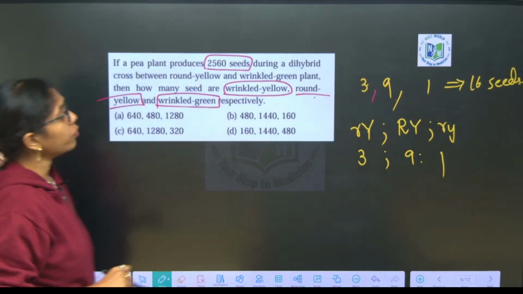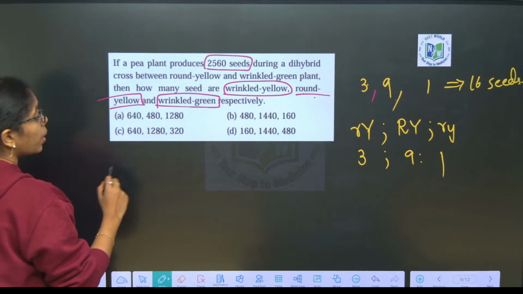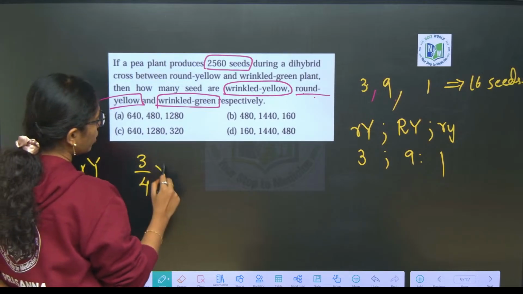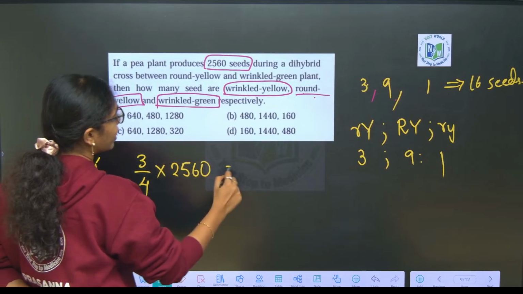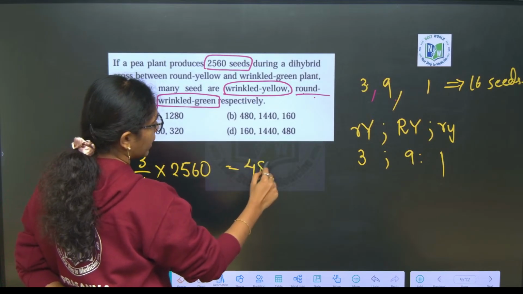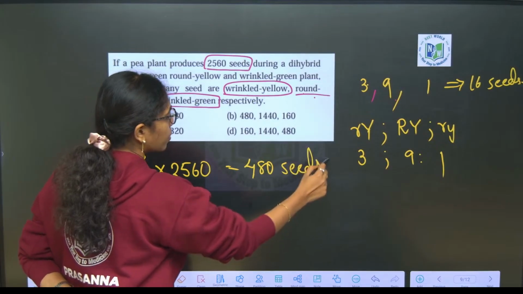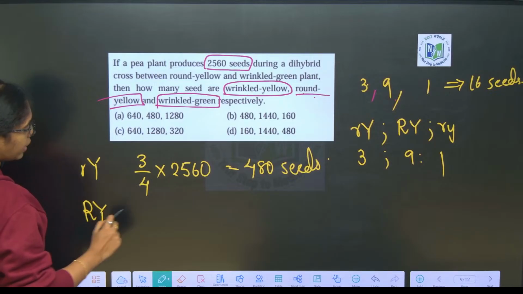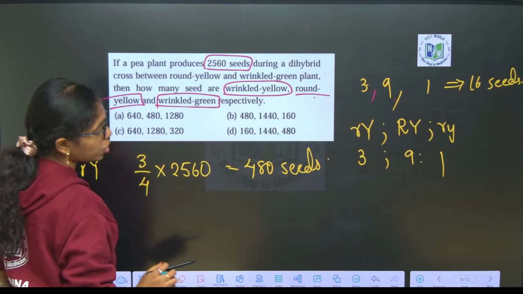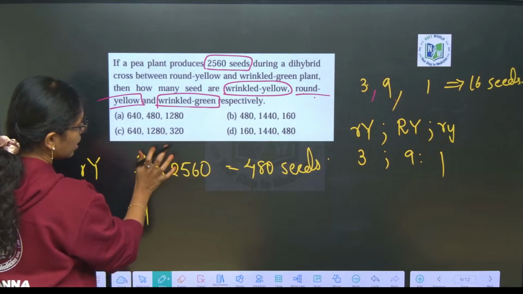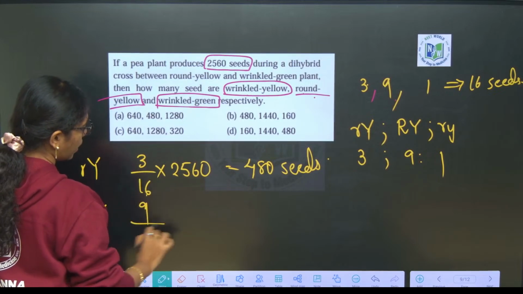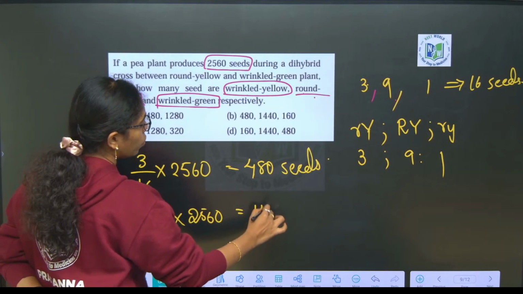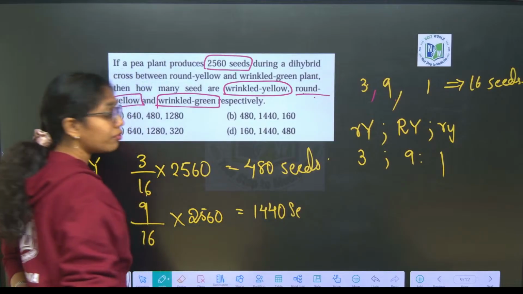So, out of 2560 seeds we have to see 3 by 4... 3 by 16 are wrinkled and yellow. 3 by 16 into 2560 will give you the answer, around 480 seeds. Fine. Next, round and yellow. Round and yellow, the ratio is how much? 9 by 16. 9 by 16 into 2560 will give you 1440 seeds.